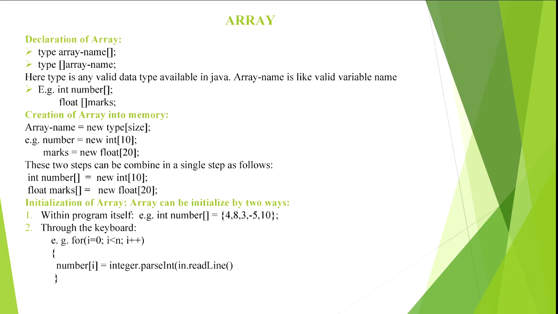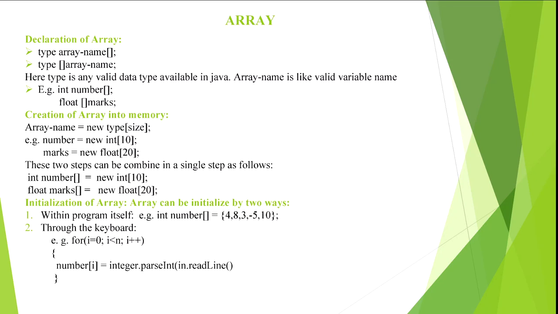Now we see how to declare the array, how to create the array, and how to initialize the array in Java. So the syntax is type array name. Type means here a data type, a valid data type available in Java, and array name means just like your valid variable names. There are two different forms. Either you use the first form or you use the second form. Here I give examples in both forms. The first example is int number, means I have declared here number as an array of the type integer, and in the second I use the second form.